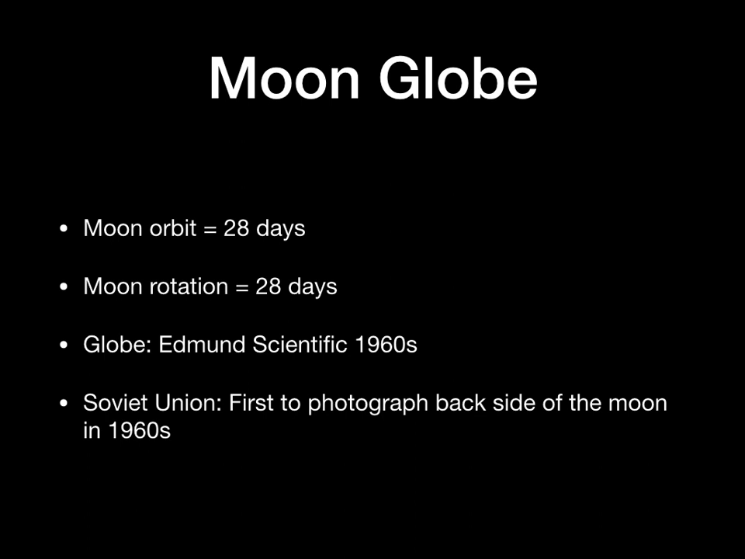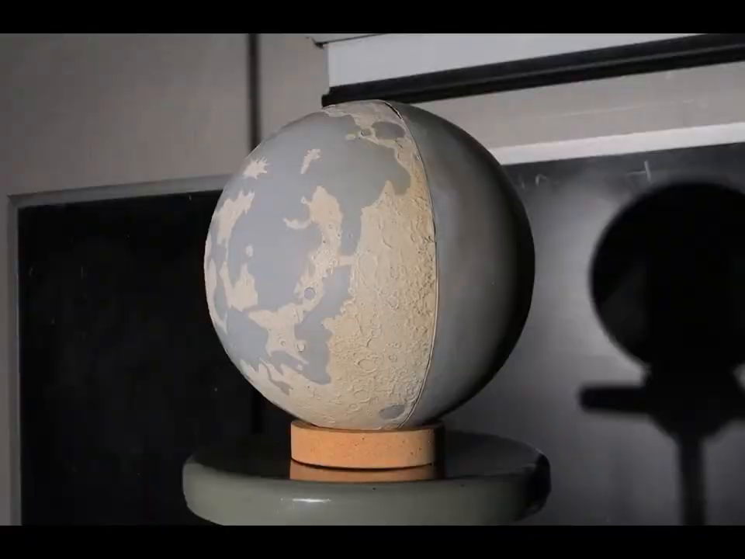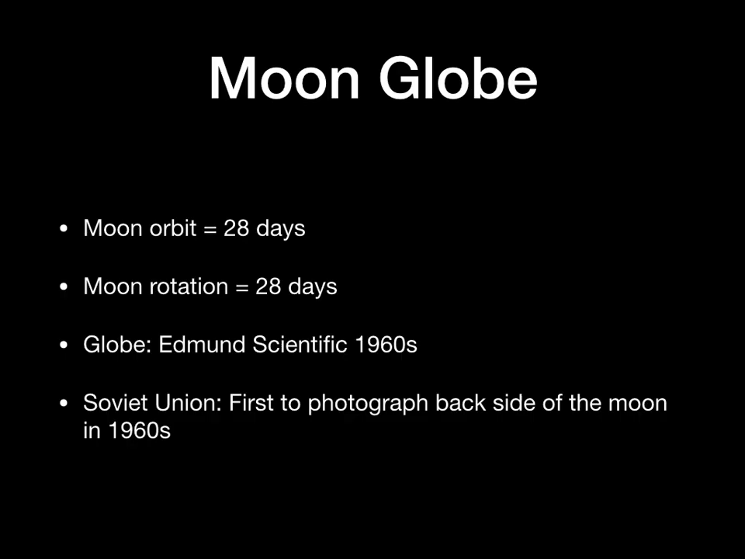And right around the time that the Russians went and saw the back. So at this point, the globe was made, let's look at that again. The globe was made without any idea about what was on the back side of that moon. So they just left it blank. They didn't know what was there. Okay? So, what does that mean?